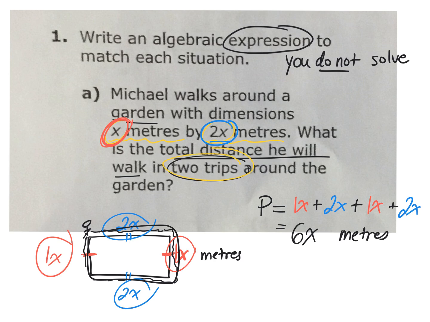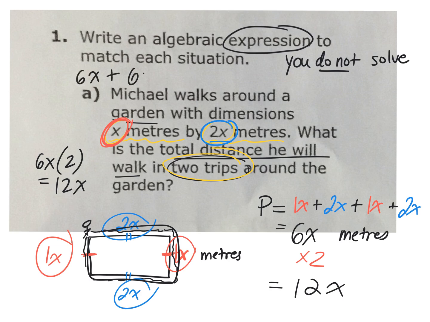But the question says, what if he makes 2 trips around? Well, if once around is 6x, if I walk again, how many x's? Multiply it by 2, yes, and you get? You can write 6x times 2, like that, equals 12 x's, right? You're doubling it. Or you could write 6x plus 6x equals 12x. Either one is fine. You're walking around once, that's 6x. You're walking around again, that's another 6x. Altogether, it's 12 x's.